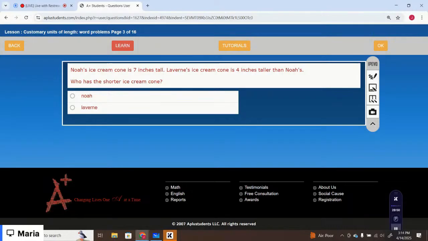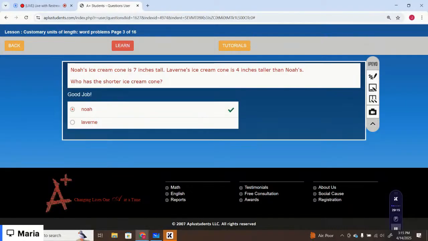Noah's ice cream cone is 7 inches tall. Lebrine's ice cream cone is 4 inches taller than Noah's. Who has the shorter ice cream cone? So which is the correct option? Obviously, Noah's ice cream is shorter because Lebrine's ice cream is 4 inches taller. So that means Noah's ice cream is shorter.